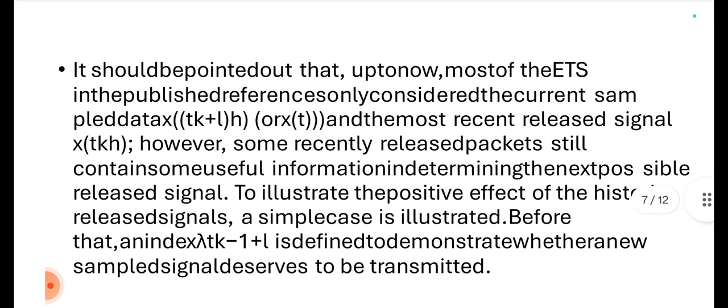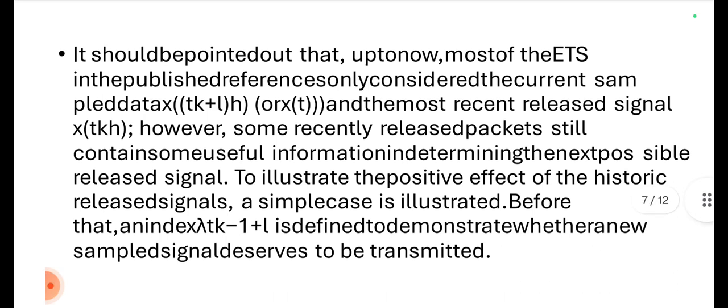It should be pointed out that up to now most of the ETSs in the published references only consider the current sampled data x(t_k h) and the most recent released signal x(t_{k-1} h). However, some recently released packets still contain useful information in determining the next possible released signal, to illustrate the positive effect of the historic released signals.